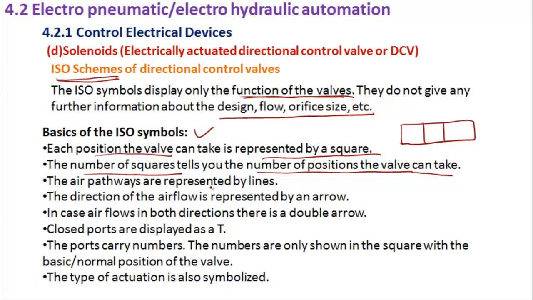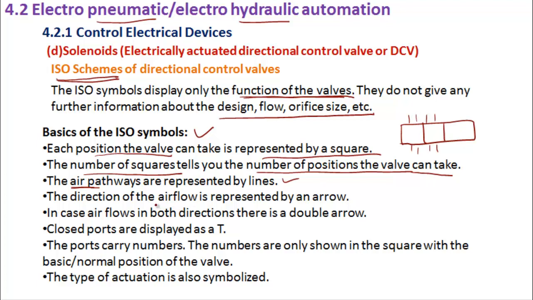The air pathways are represented by lines. Now when I have written air pathways here, you must understand that it is for the pneumatic case, whereas in the case of hydraulics this will be fluid. So the fluid pathways are represented by lines. So you can see the lines that are coming out, or whatever we are drawing. So it might be four ways.